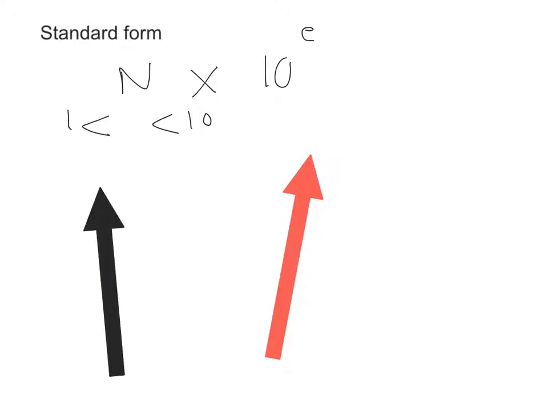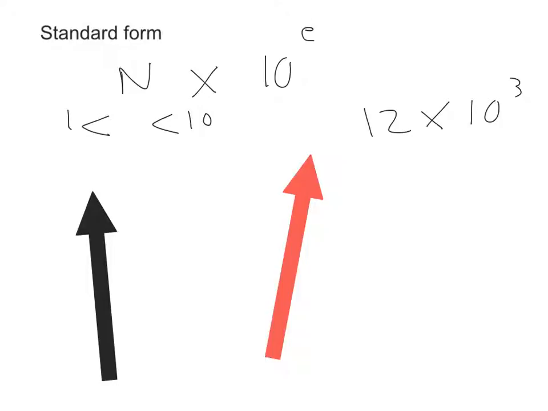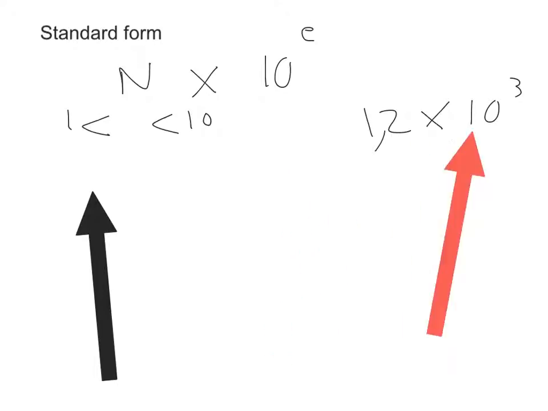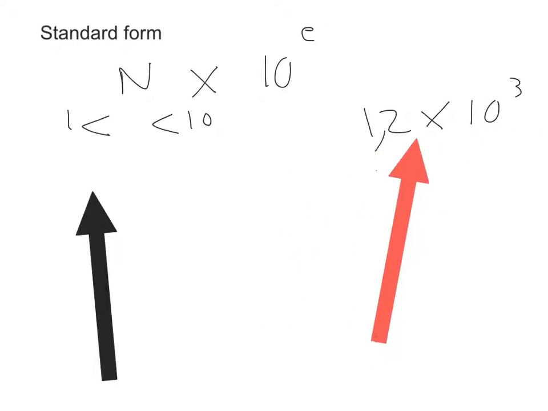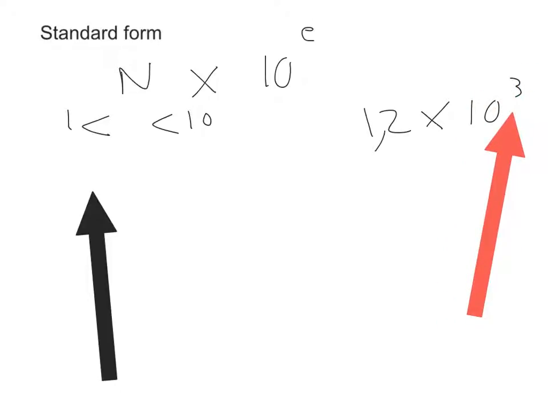So, for example, 12 times 10 to the power of 3 is not in standard form because 12 is not smaller than 10. So we have to write 1.2 times 10, not to the power of 3, because we just reduced this by 10, so we have to increase this one by 10. So we write to the power of 4.